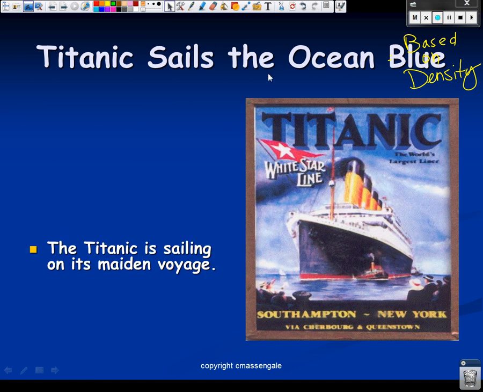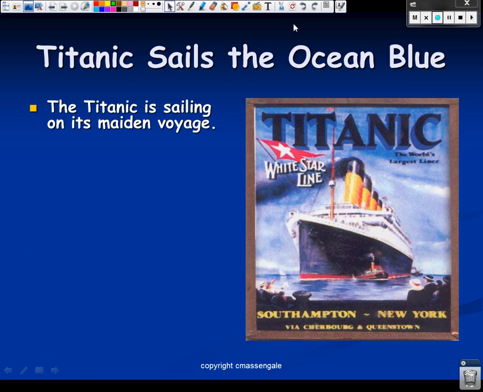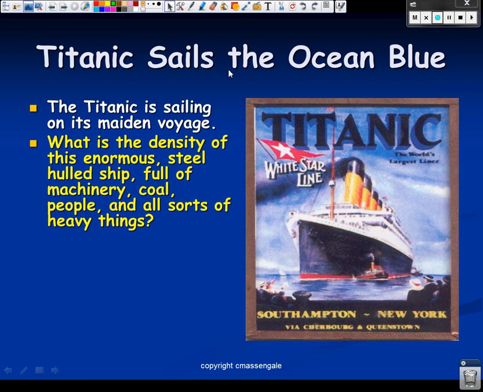Okay. So Titanic. Its maiden voyage, before it ever hit the iceberg, we're talking about when it was sitting in port and everybody was getting on it. What is the density of this enormous steel-hulled ship full of machinery, coal, people, and all sorts of heavy things?